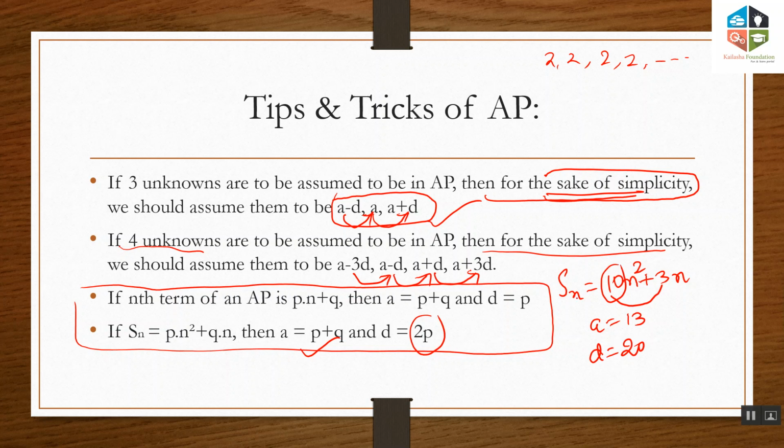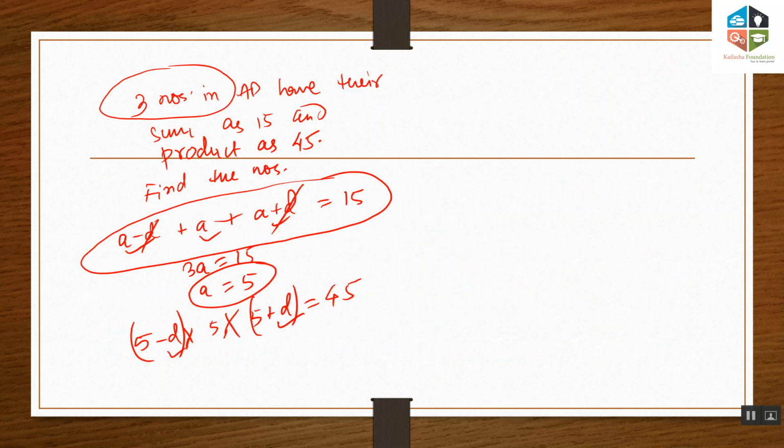Yes, if Sn is given, then it will be very lengthy to find A and D by the long method. And here, by just looking at the expression, you know A and D in less than 5 seconds. You know what is A and you know what is D. Isn't that cool? Okay, now let us proceed.